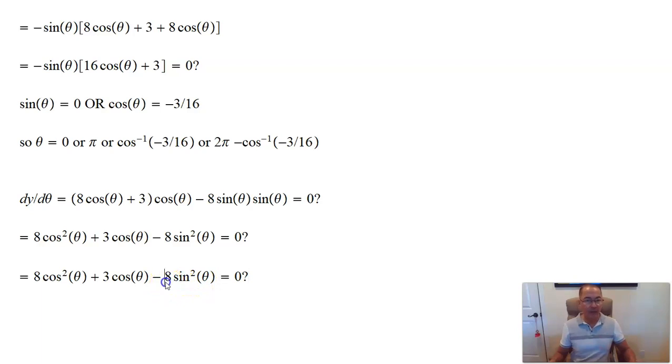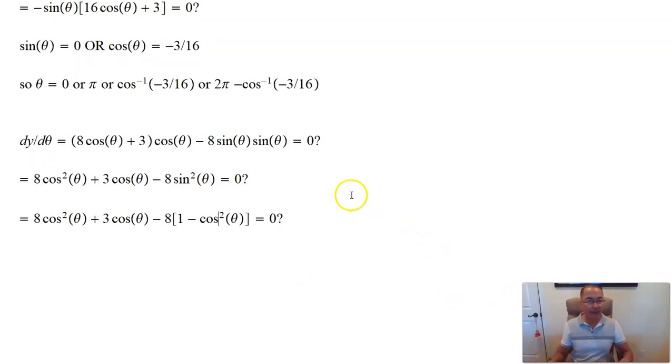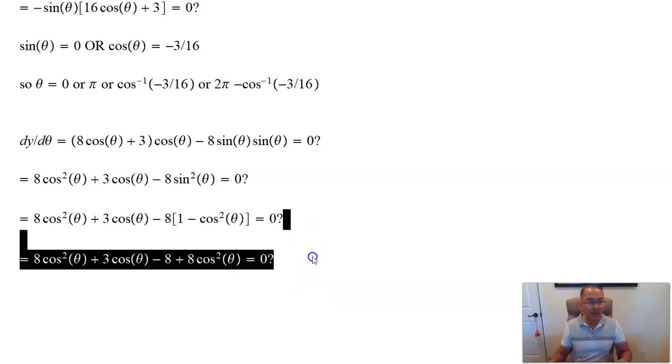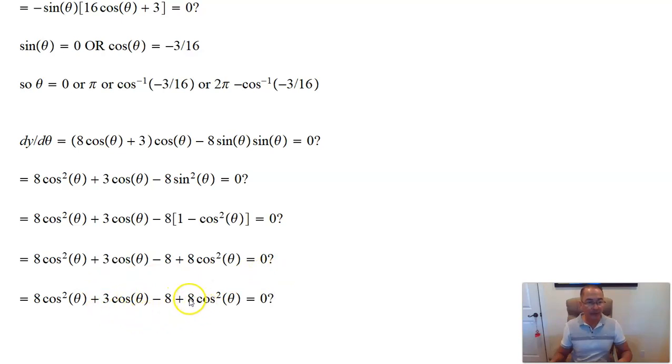So, to solve this equation, we are going to get rid of the sine squared theta, because everything else is in cosine theta. So that's good. Sine squared is 1 minus cosine squared. Ta-da! Okay, so let's do that slowly. So minus 8 distributed to the 1, and then to the minus, it's going to be plus 8, plus 8 cosine squared. And what else can we do? Oh, once again, we have 8 plus 8, we have 16. 16 cosine squared theta plus 3 cosine theta minus 8 equals 0.